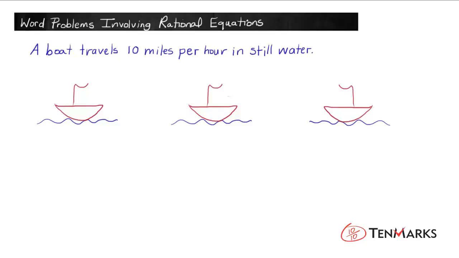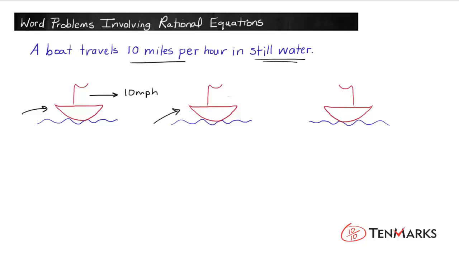Here we have a boat traveling at a rate of 10 miles per hour in still water. Let's let the first boat be in still water. That means that this boat is going this direction at a rate of 10 miles per hour, or in 1 hour the boat is going to have traveled 10 miles.